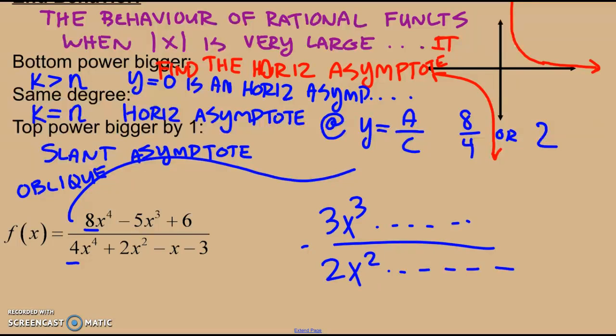And then I guess it's also worth mentioning right now, what if the degree of the top was greater than the bottom by 2? You could have a parabolic asymptote, right? That's pretty crazy. Okay, next slide here.